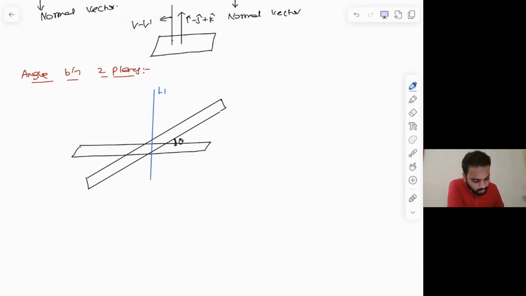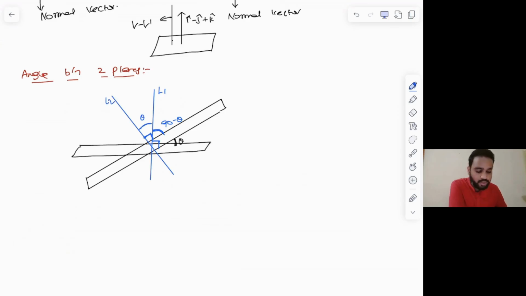And if this is theta, this is going to be 90 minus theta because this is entirely 90 here, right? If this is theta, this becomes 90 minus theta. And then for the second plane, this is going to be the normal line here. Okay. And if this is completely 90 because it is normal here, and out of that, the small one here is 90 minus theta, which makes this as theta.